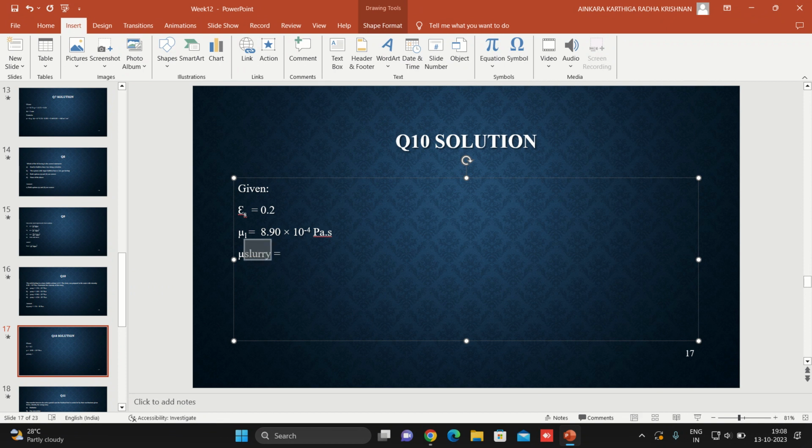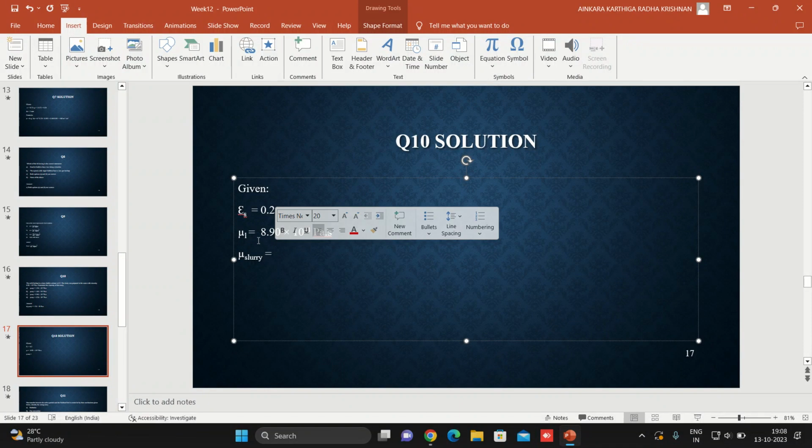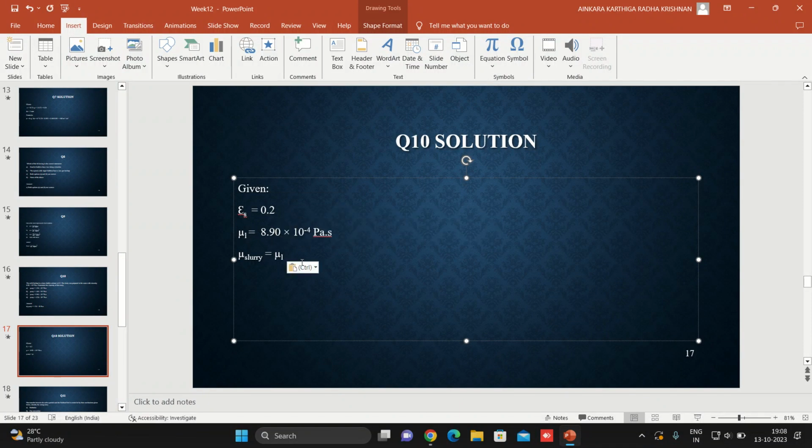So what is the formula for that? Did any of you find it out? Actually it is given in the lecture itself, so it is quite easy to find. However, I am writing the formula again. It is mu slurry equals mu L into 1 plus 2.5 epsilon s plus 10.05 epsilon s square, and again plus 2.73 into 10 power minus 3 into exponential of 16.6 epsilon s.